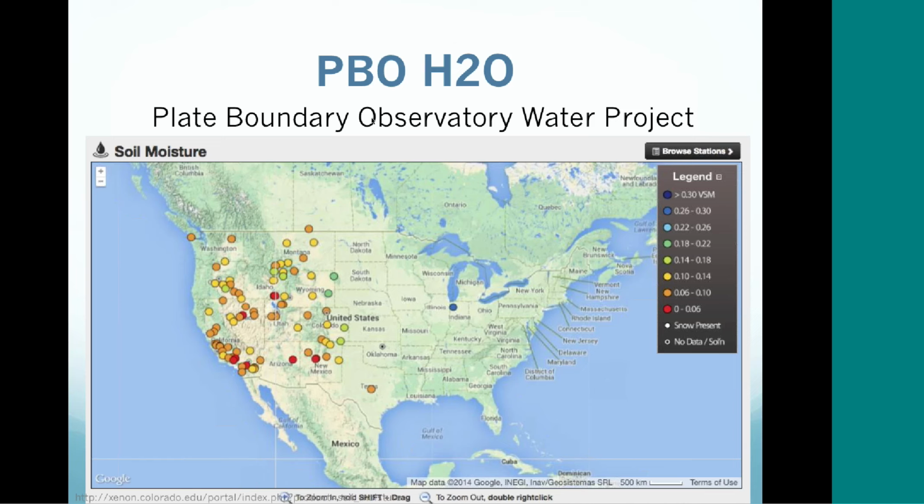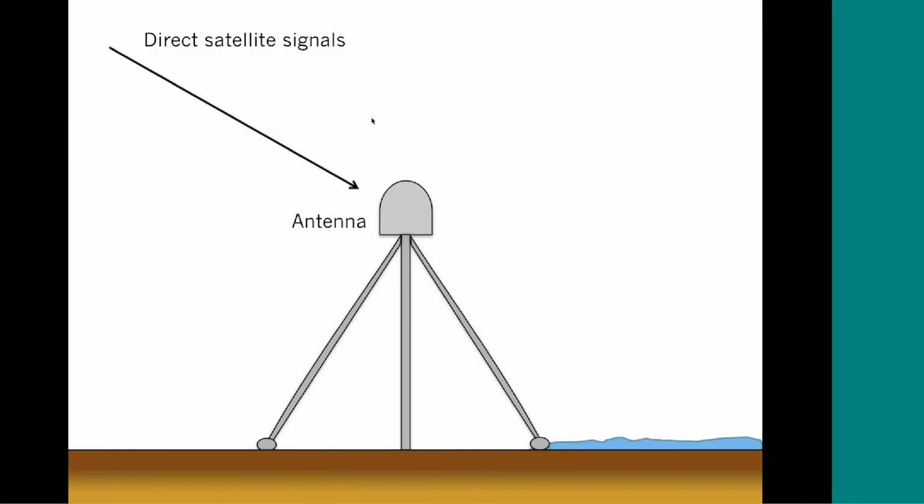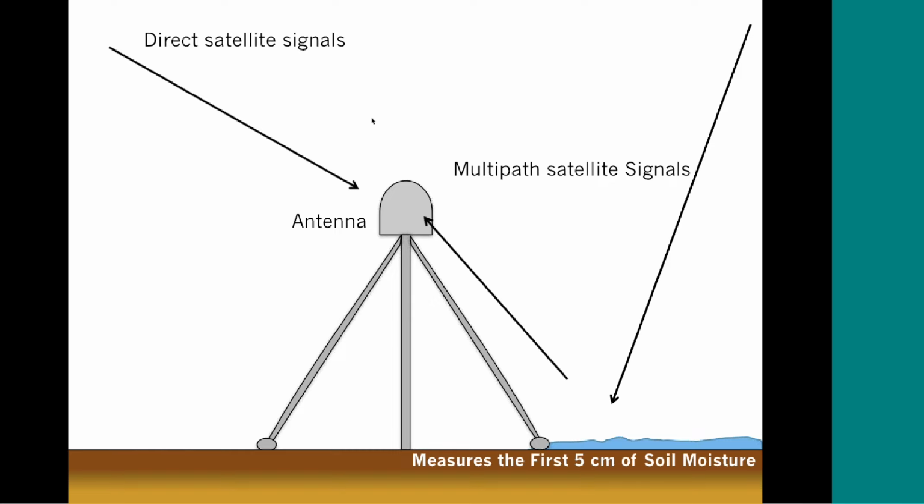So the PBO has direct satellite signals that it uses to measure Earth's movements, and is received into the antenna. But as we all know, satellite signals are all over the place. And from these satellite signals, there are also multiple reflected satellite signals that you're able to use to tell the moisture of the soil for up to about 5 centimeters.